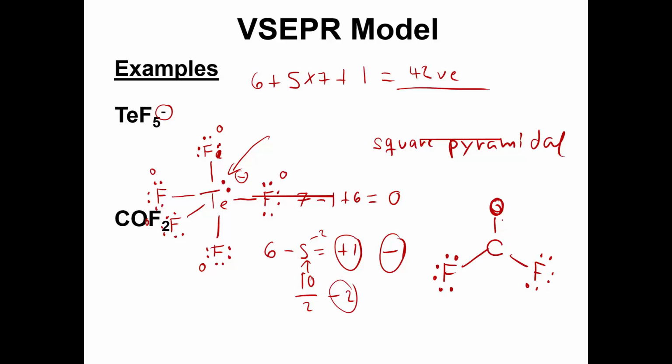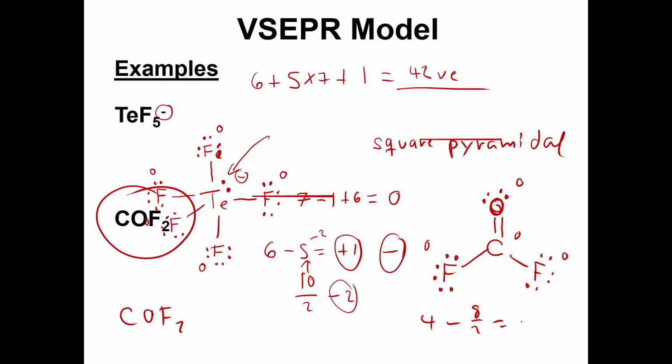It's probably not a lone pair. Oxygen will have a negative charge if it's singly bonded with 6 lone pair electrons, 3 lone pairs. And so this would really be it. And so it doesn't have an overall charge. It's just COF2, no charge, 0, 0, 0, 0. Carbon is 4 minus half of 8, which is then 0. So all our formal charges are 0. This is trigonal planar. Okay?